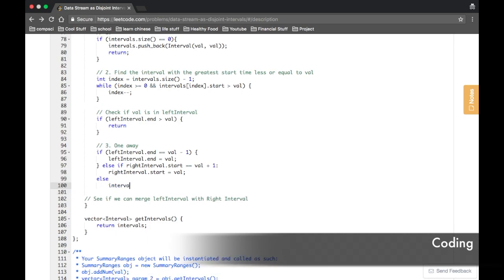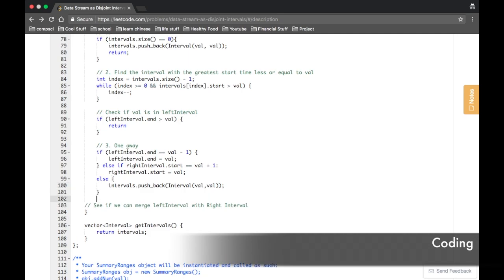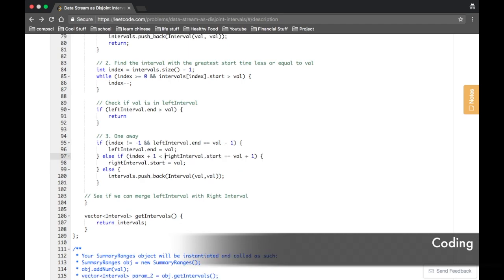Otherwise, we have to make a new interval. So intervals.push_back, and we push back a new interval from val to val. Now, as I mentioned earlier, we have to address edge cases where the left interval doesn't exist or the right interval doesn't exist, right? So we have to say index is not equal to -1 and left interval.end blah blah blah. In this case, we need index plus 1 to be less than intervals.size. Now, how do we get right interval? We just change that to be intervals at index plus 1.